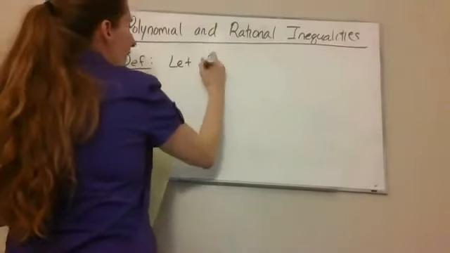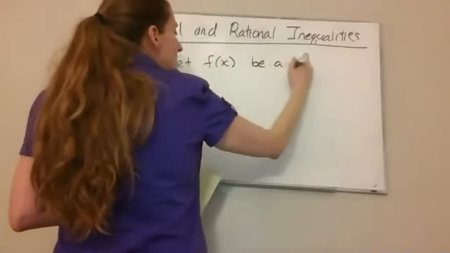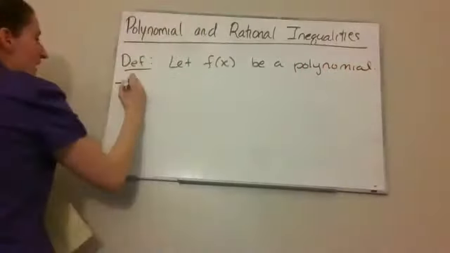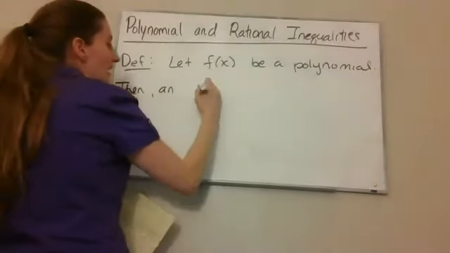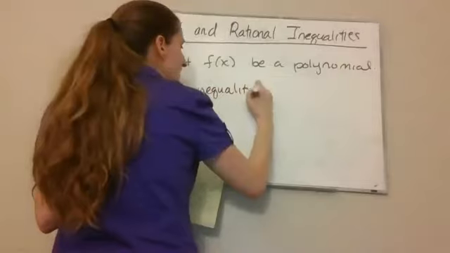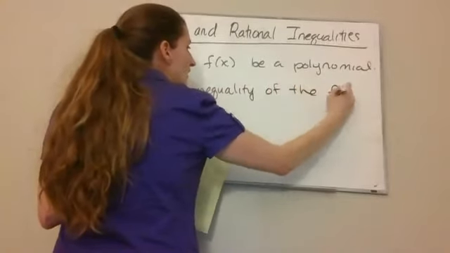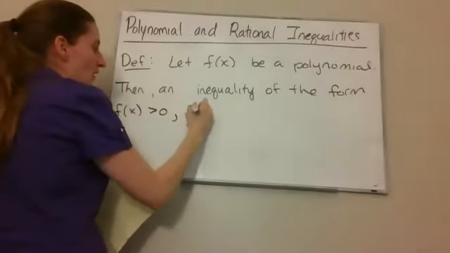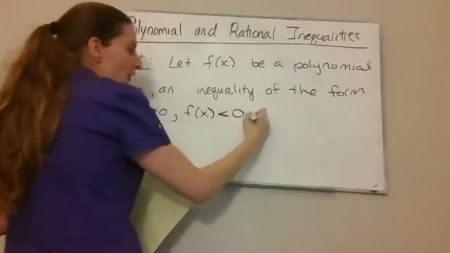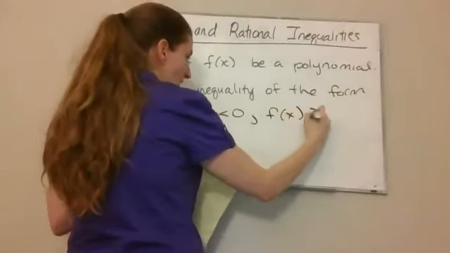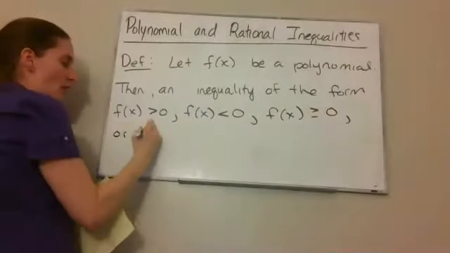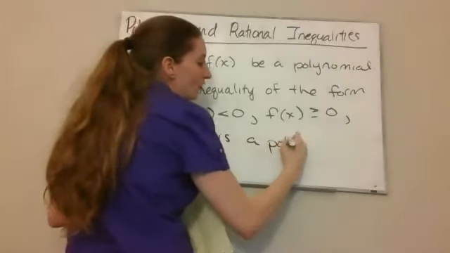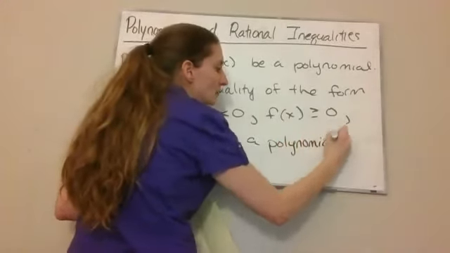We're going to let f of x be a polynomial. Then, an inequality of the form f of x is greater than 0, f of x is less than 0, f of x is greater than or equal to 0, or f of x is less than or equal to 0 is a polynomial inequality.